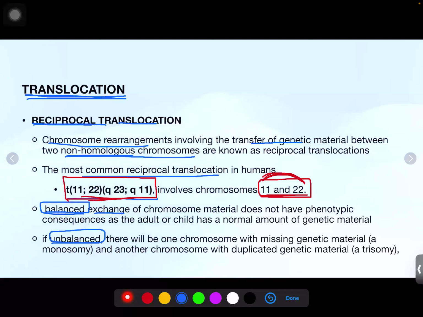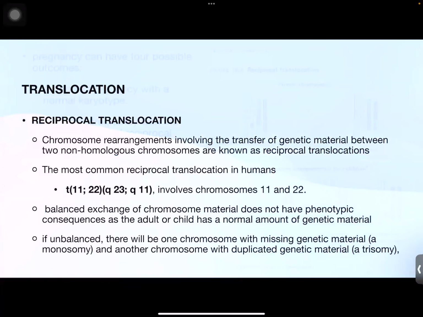Balanced means it does not have phenotypic consequences because the adult or child has a normal amount of genetic material. The amount of genetic material does not change. So they do not have any phenotypic abnormalities. But in unbalanced, there will be one chromosome with missing genetic material, like monosomy, and another chromosome with duplicated genetic material, like trisomies. So what happened in non-disjunction also happens in the unbalanced translocation.